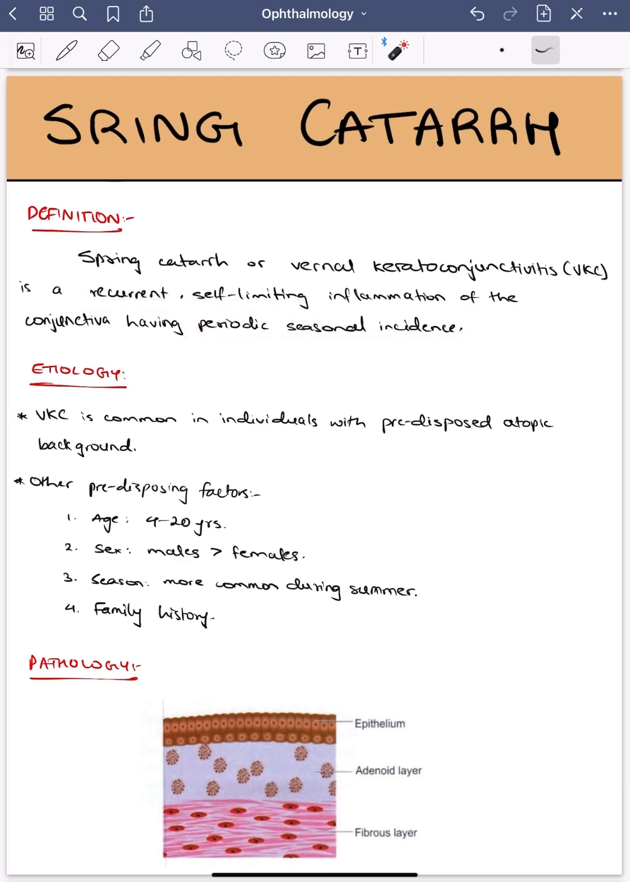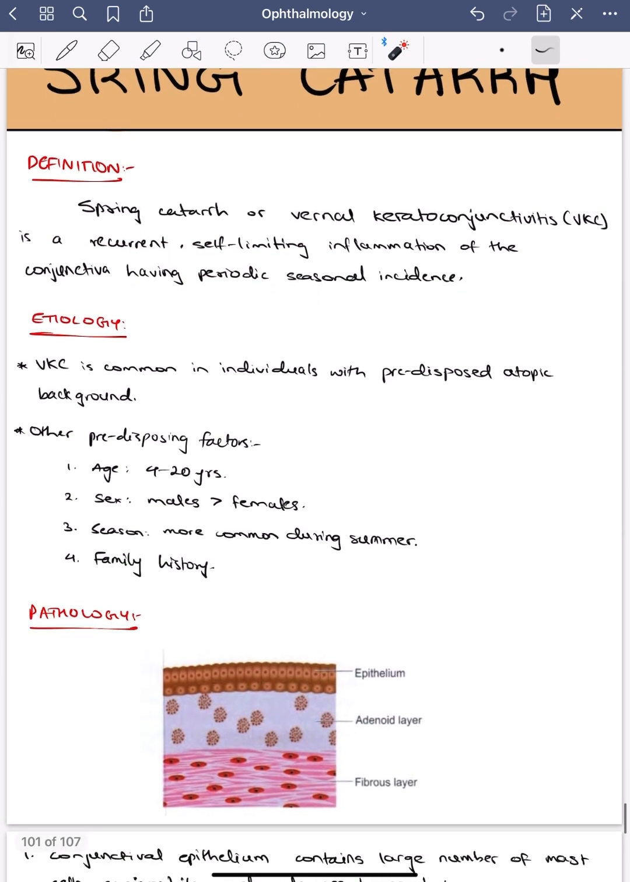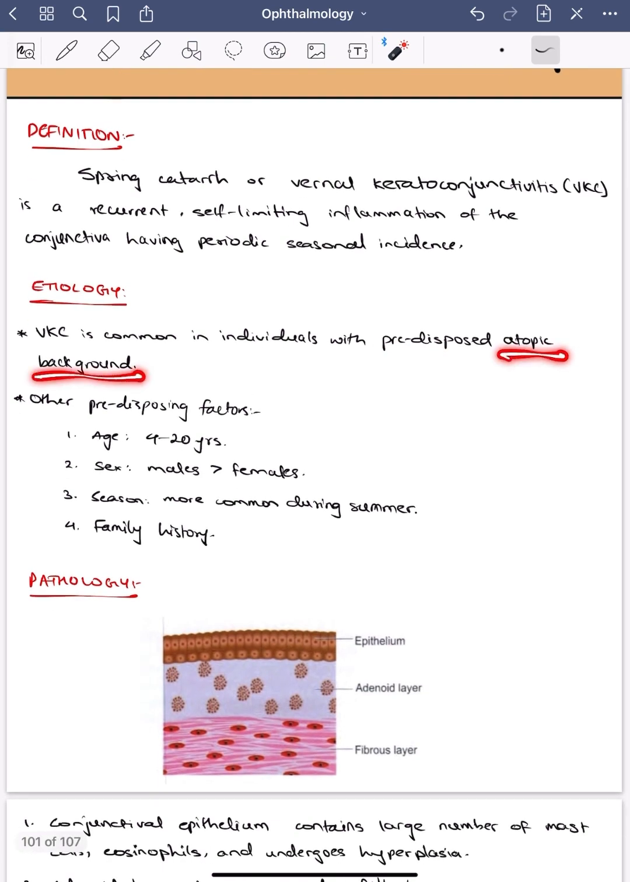Now, let us look into the etiology. VKC is common in individuals with a predisposed atopic background. Other predisposing factors are age, 4 to 20 years; sex, it is more common in males than in females; season, it is more common during the summer; and there is a family history of VKC. So this is the definition and the etiology.